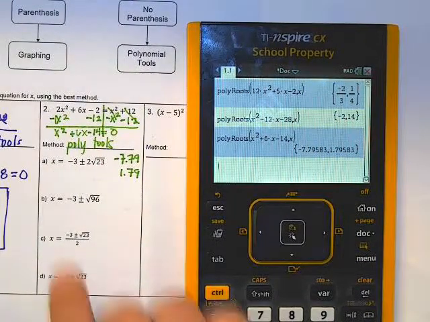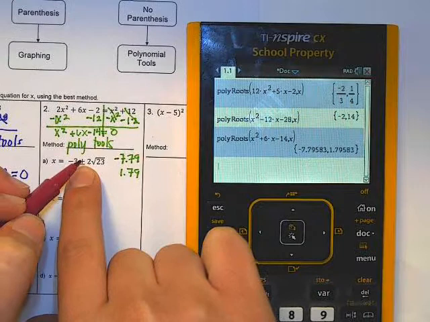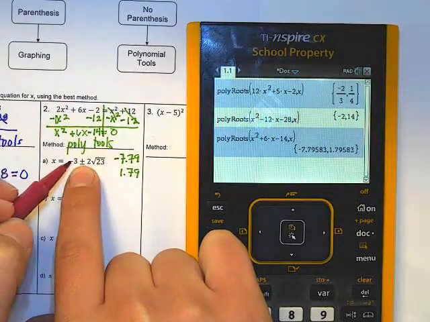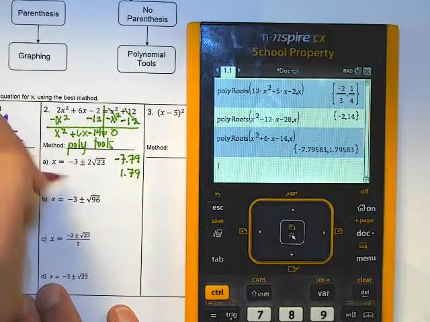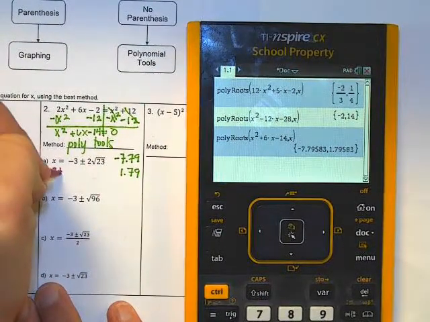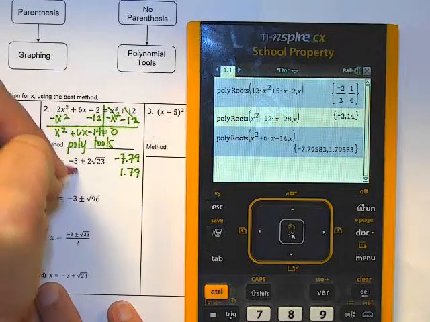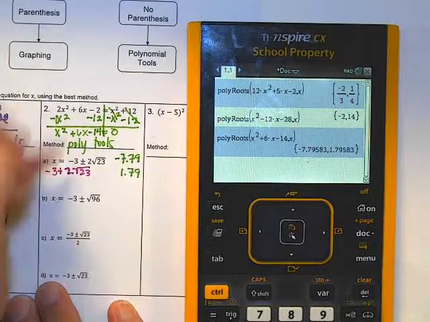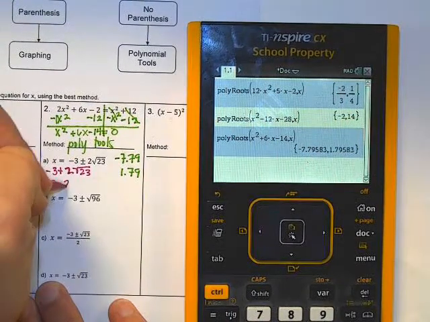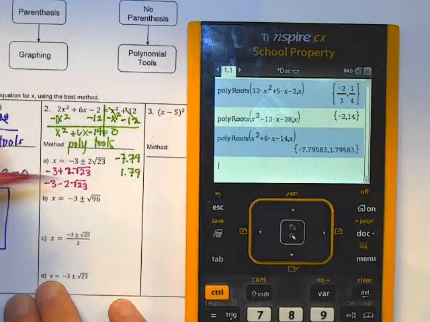So this is really going to be negative 3 plus 2 square roots of 23 and negative 3 minus 2 square roots of 23. So I'm going to write that out. Negative 3 plus 2 square root 23 is going to be 1 decimal. And then negative 3 minus 2 square roots 23 will be my second decimal.